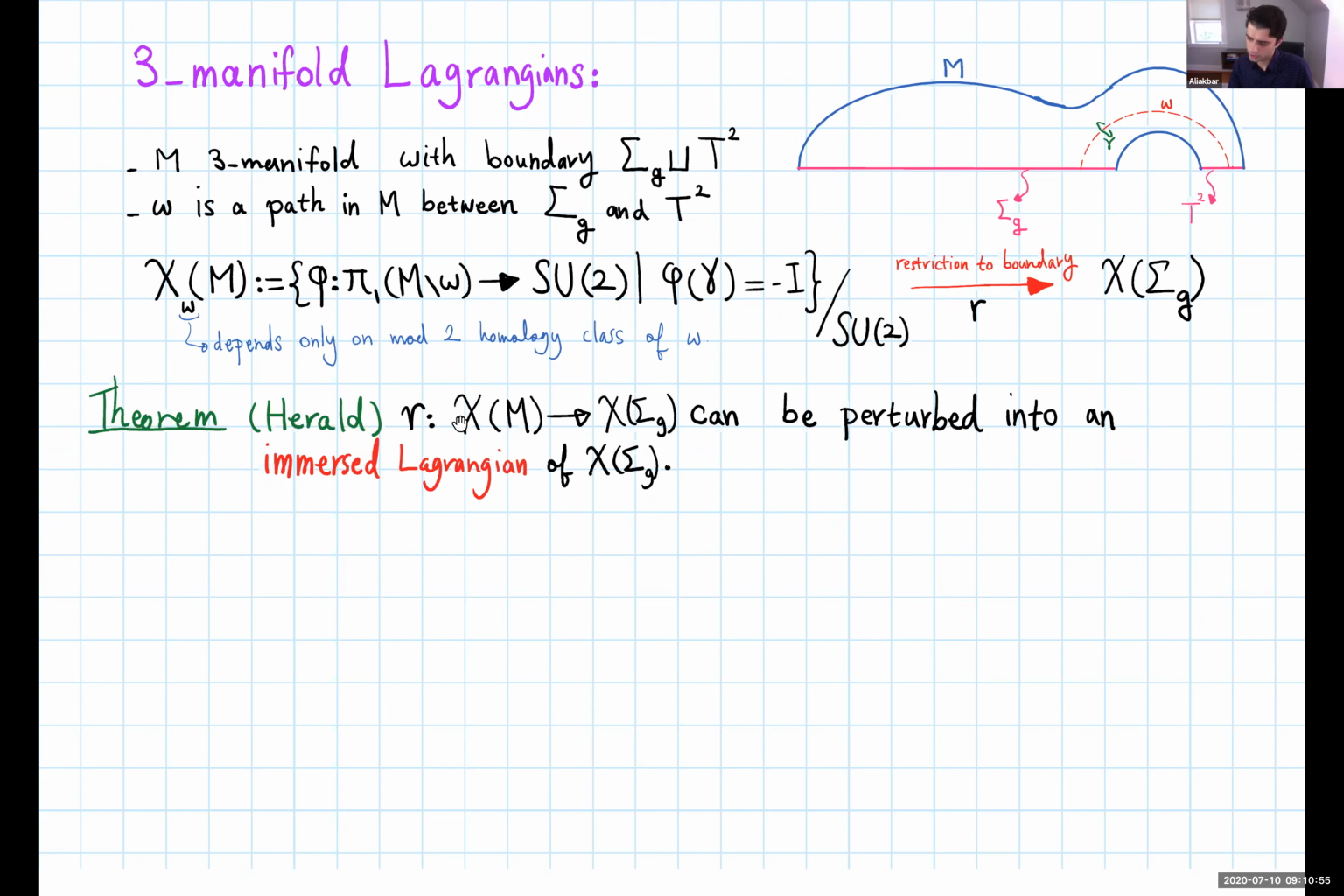There's a theorem of Herald which says that now we have a space chi of M which a priori might not even be a manifold, but it has a restriction map to chi of sigma g. And Herald's theorem tells you that this can be perturbed into an immersed Lagrangian of the symplectic manifold that we started with. To be more precise, Herald's theorem is about the case of the even character variety that I mentioned briefly in my last slide, but his proof can be adapted to this case. In fact, in this case it's even easier because you don't have to worry about singularities.